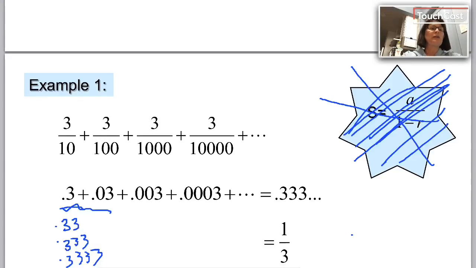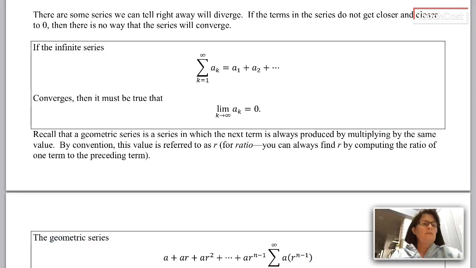It is approaching 0.3 repeating, which you and I know from experience, I don't know, Algebra 2, is the same as 1/3. So yes, there's one single number that my sequence of partial sums approaches, and that's 1/3. So this series converges. We're going to talk a lot more about this series coming up in a minute.